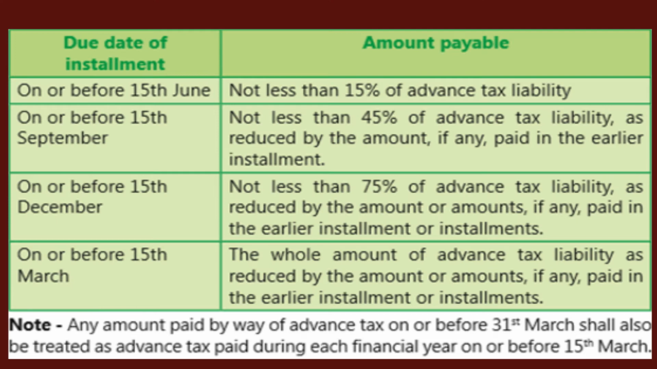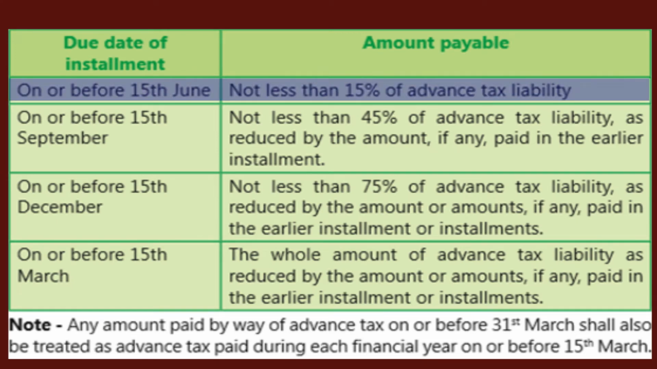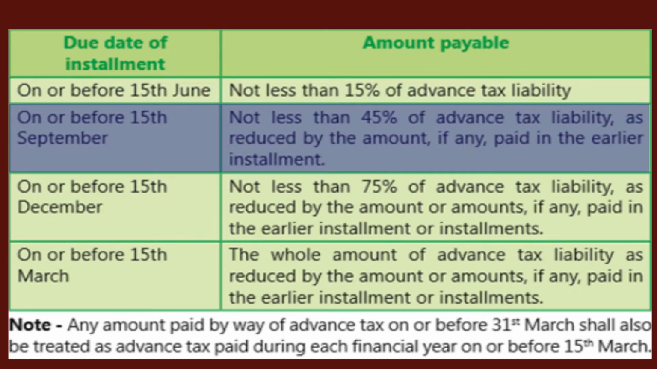And the Income Tax Act has specified 4 dates by which, part by part, the assessee should pay the tax during the year in which he or she earns the income. The first date is 15th of June. By 15th of June, not less than 15% of the tax liability is to be paid. On or before 15th of September, not less than 45% of the tax liability as reduced by the amount, if any, paid is to be paid.